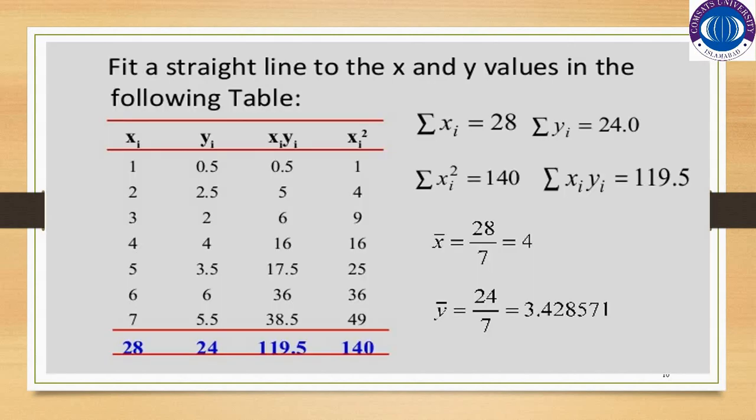So here is a numerical example. Fit a straight line to the x and y values in the following table. These are the values of x: 1, 2, 3, 4, 5, 6, 7, and these are the values of y. For the requirement of the formula, we will calculate all these things, and we are going to fit the regression line y on x.